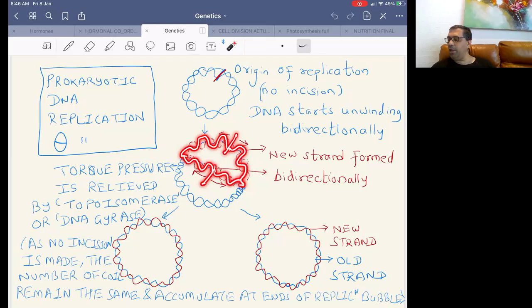And यहाँ separate नहीं हुआ है. So we have the old strands. So this looks like the Greek alphabet theta and is called as theta replication.